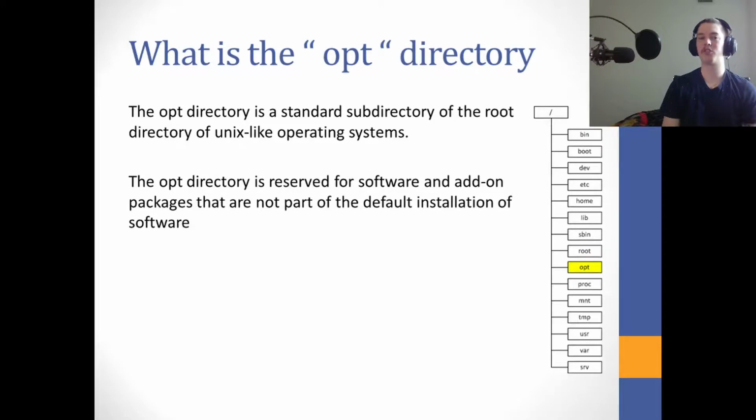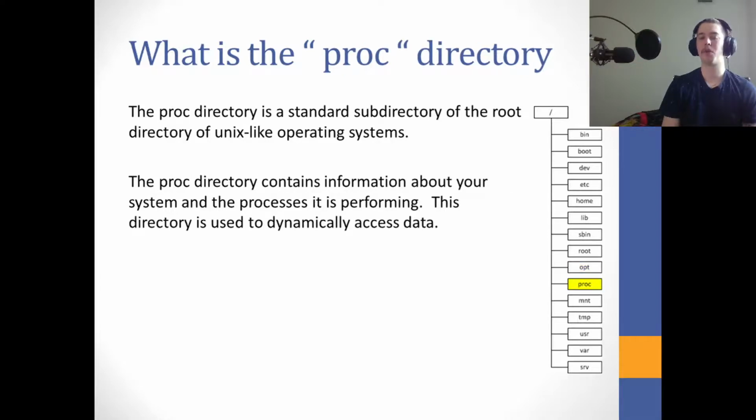The opt directory is reserved for software and add-on packages that are not part of the default installation of software. The proc directory contains information about your system and the processes it is performing. This directory is used to dynamically access data.